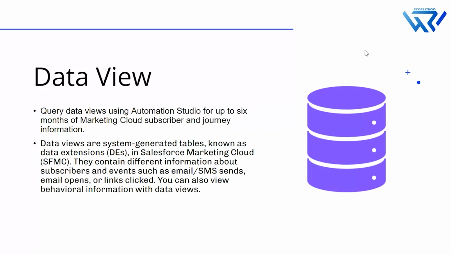So subscribers and subscriber related tracking data are part of system data views. Also list-based data models like publication list, suppression list, normal subscribers list, all subscribers list are also part of system data views. So if you have to query anything related to a subscriber, whether it is their tracking behaviors or their publications, their suppressions, their subscription statuses, you have to use a particular data model which is predefined by Salesforce Marketing Cloud, known as data views.